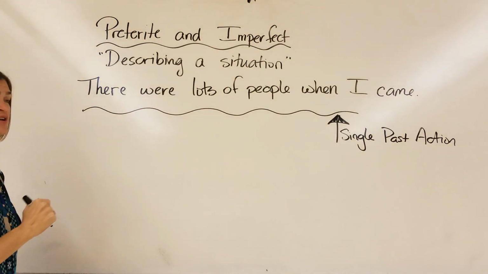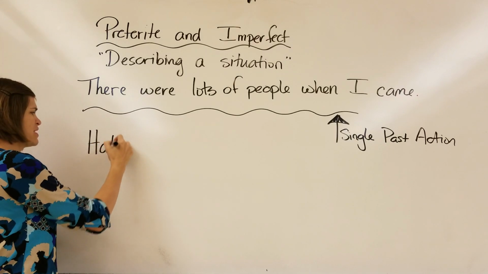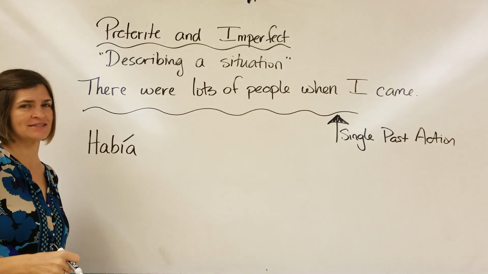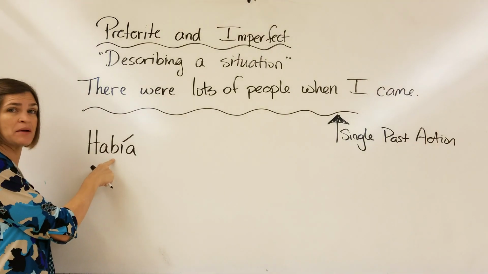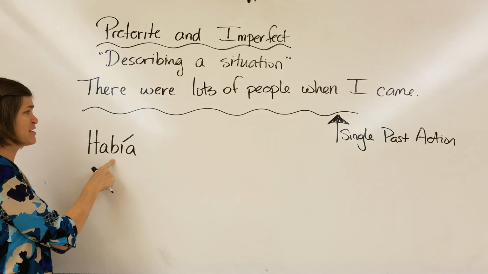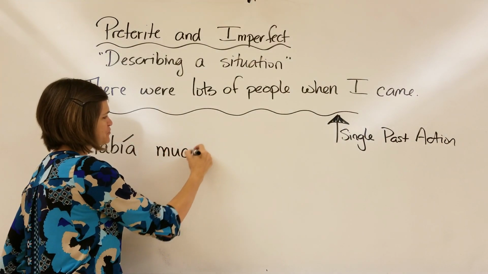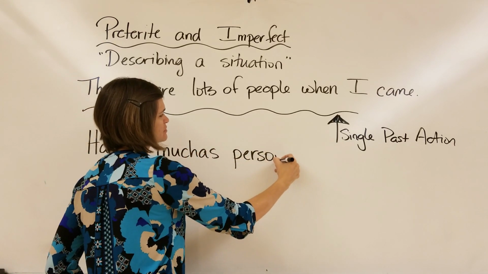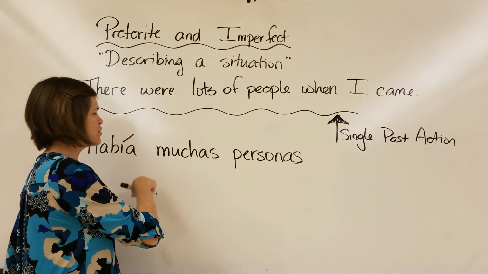There was, or there were, is on our list. It's the verb haber, like there is and there are in the present tense is hay. There was or there were in the past tense uses the imperfect, había. There were, había muchas personas, mucha gente, whichever one you want to use for lots of people.